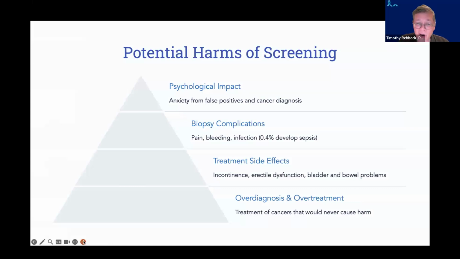And the downside, of course, the potential harms of screening, particularly of tumors that will not cause death: there's a lot of psychological impact, anxiety from false positives, and a cancer diagnosis. Biopsy complications, which are somewhat rare but still present, certainly should be avoided if they're not necessary. Treatment side effects, as you are very well aware, can include incontinence, erectile dysfunction, and bladder and bowel problems. Again, these may be reasonable choices if a treatment is saving your life, but certainly not side effects that you want if you were diagnosed with a prostate tumor that was not going to cause you any long-term harm or mortality. And so this overdiagnosis and overtreatment of cancers that would never cause harm are really critical issues.